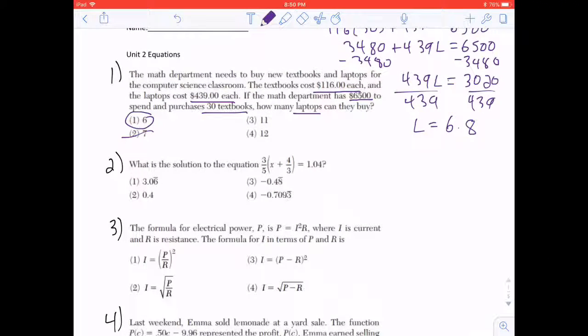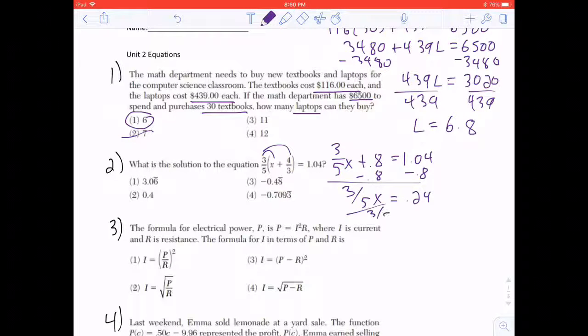Number 2, what is the solution to this equation? 3/5 times (x plus 4/3) equals 1.04. The first thing I'm going to do is distribute 3/5 to both terms inside the parentheses, leaving me with 3/5 x plus 0.8 equals 1.04. I'm going to subtract 0.8 on both sides, leaving me with 3/5 x equals 0.24. And I can divide by 3/5.